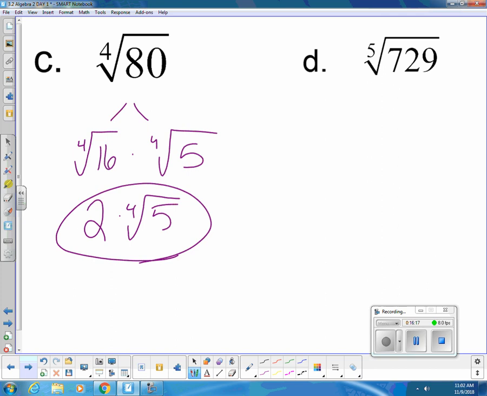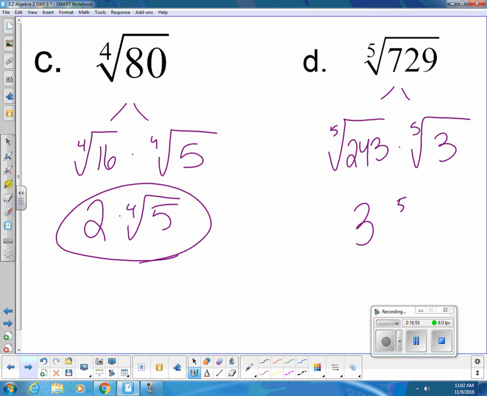All right, 5th root of 729. What is the largest number on my 5th root list that would work? Will 243 work? Will 32 work? Let's see. Obviously, we don't want to try 1024. It's just too big. 243 and 3. Thank you. And then what is the 5th root of 243? 3. So our final answer is 3 times the 5th root of 3.